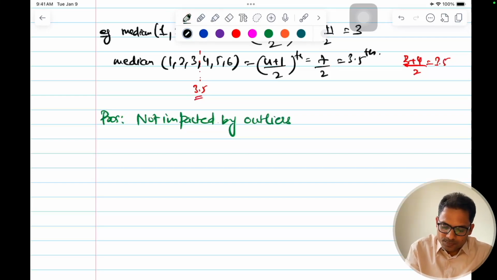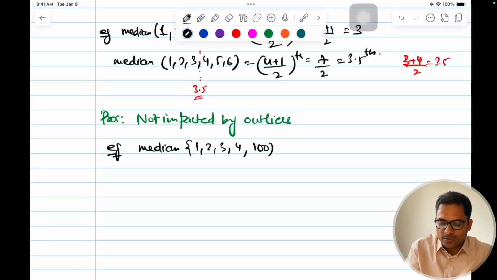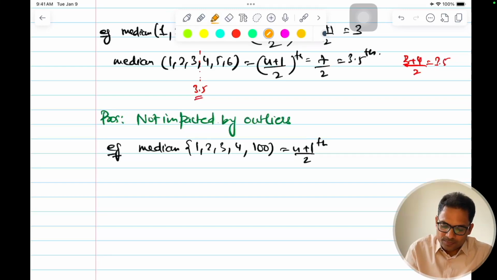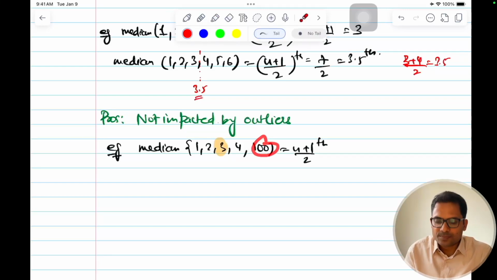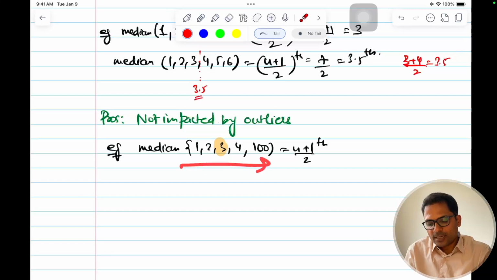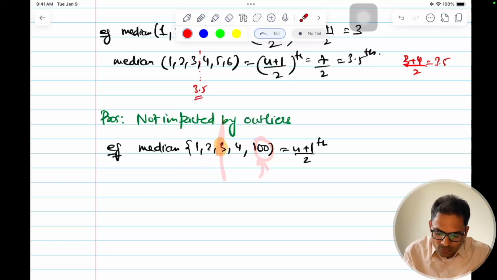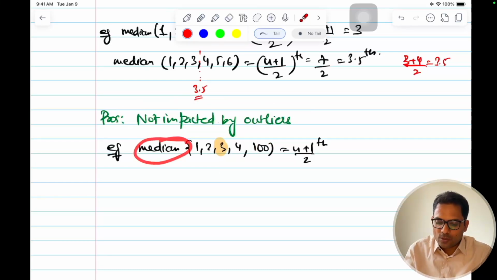Say for example, in the same one, if I have the median of 1, 2, 3, 4 and 100. This will be my (n plus 1) by 2th value only, right? And this will still be 3, even if I have 100 here, because everything is sorted in ascending order and I take the middle value. So this doesn't impact. That's why it is robust to outliers, the median. And what is the con?